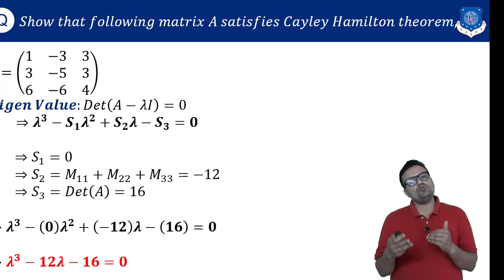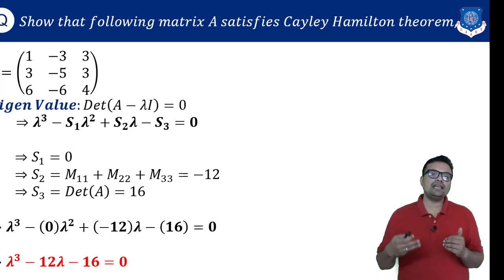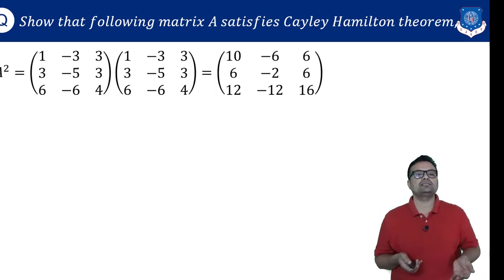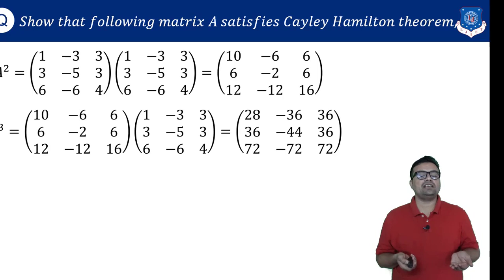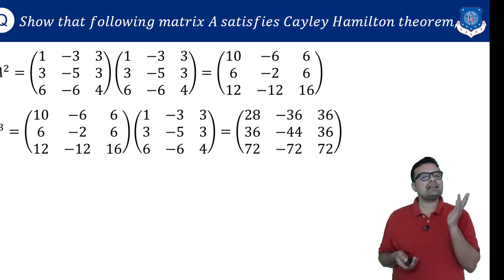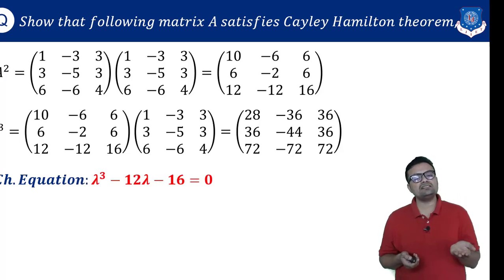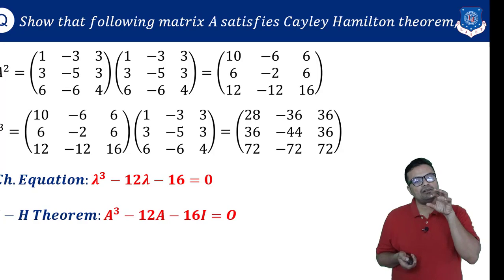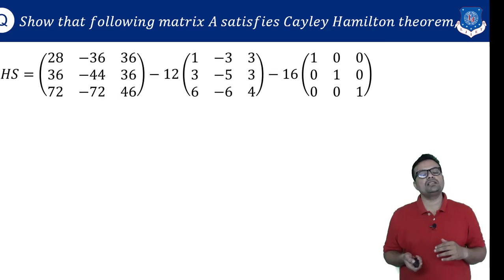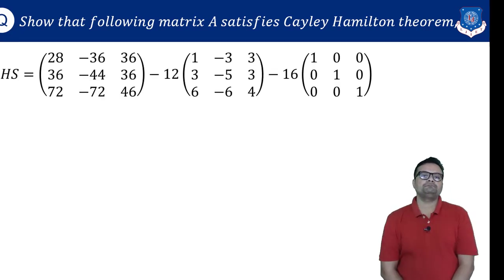So ultimately now my calculation would be to find A cube. For that, first of all I am finding A square, and then I am finding A cube. Once I have these values of A square and A cube, the characteristic equation is lambda cube minus 12 lambda minus 16 equal to 0. I will plug the values of A cube, A and I into the equation, which will ultimately give me the left hand side.